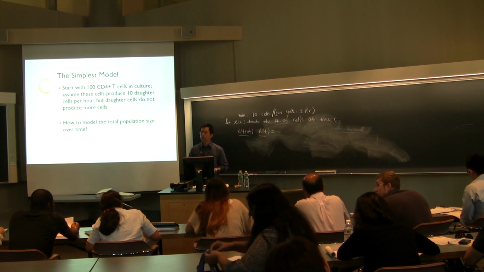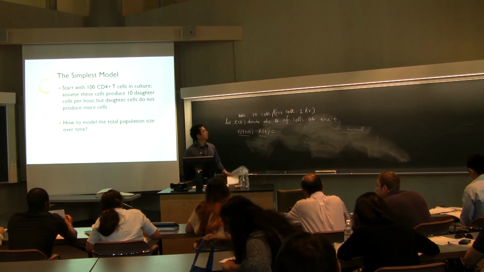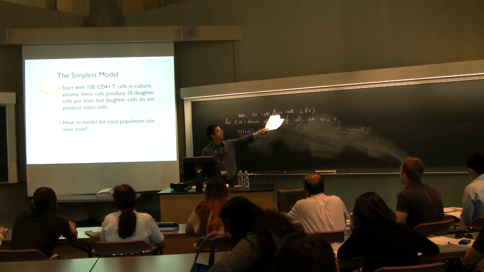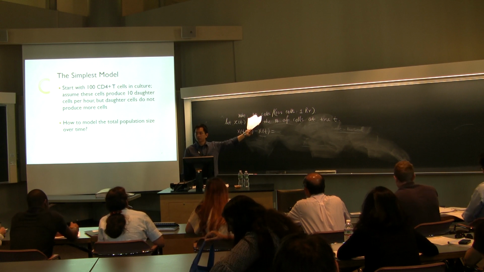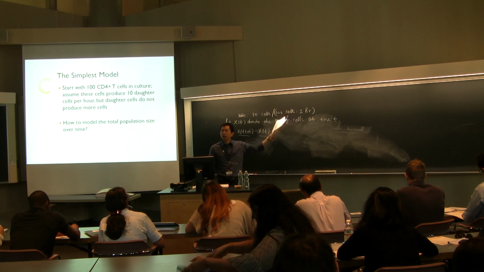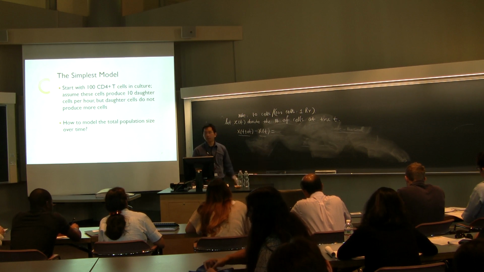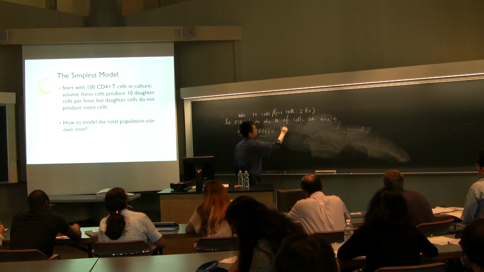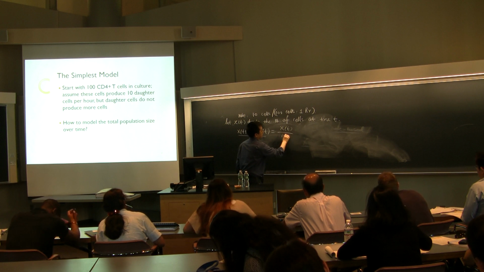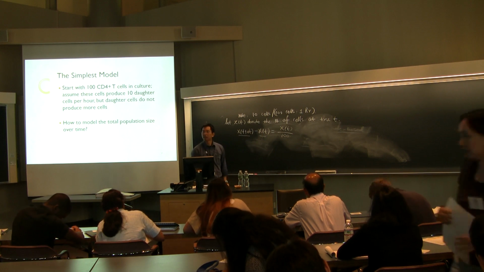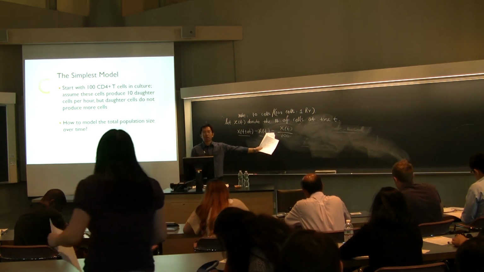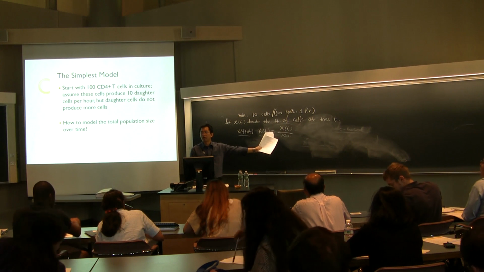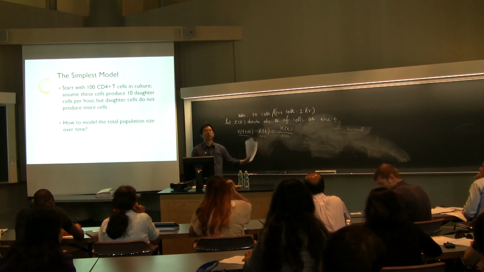Right? It's giving, okay. Each 100 cells can produce 10 daughter cells per hour. Okay, so at time t, how many 100 cells do we have? That will be this, right? So this is how many 100 cells we have at time t, xt divided by 100.